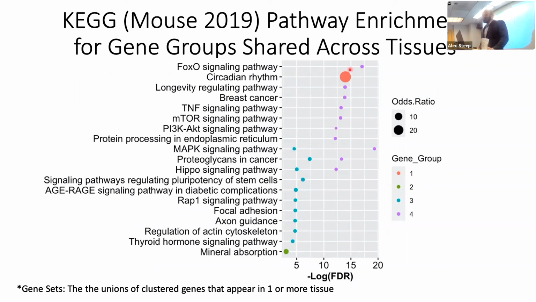Not surprisingly, 1 is enriched for circadian rhythm. What's really important is 2, 3, and 4 are not enriched for circadian rhythm. However, that doesn't mean that circadian rhythm genes aren't finding their way into 2, 3, and 4. It's just that there's not enough of them to garner an enrichment. In 2, we don't see much, but in 3 and 4, we see, as expected, a lot of the pathways, mTOR, PI3K-AKT, MAPK, that are really associated with exercise response.